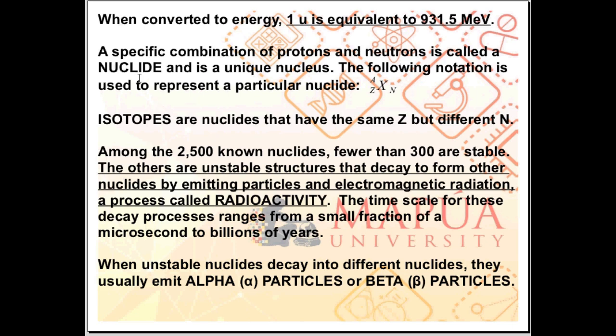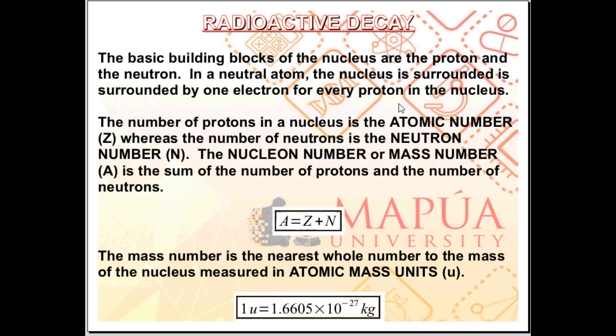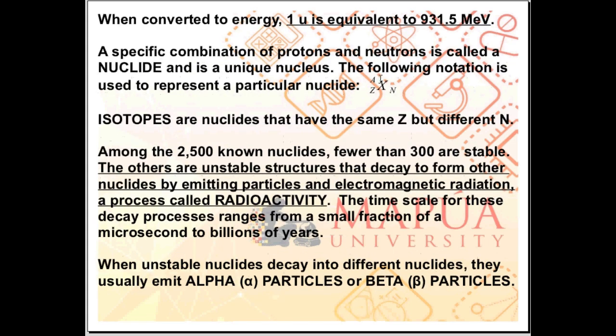A specific combination of protons and neutrons, so a specific combination of Z and N, is called a nuclide and is a unique nucleus. The following notation is used to represent a particular nuclide: you have element X, with atomic number Z, neutron number N, and nucleon number, mass number A. So A, Z, and N.